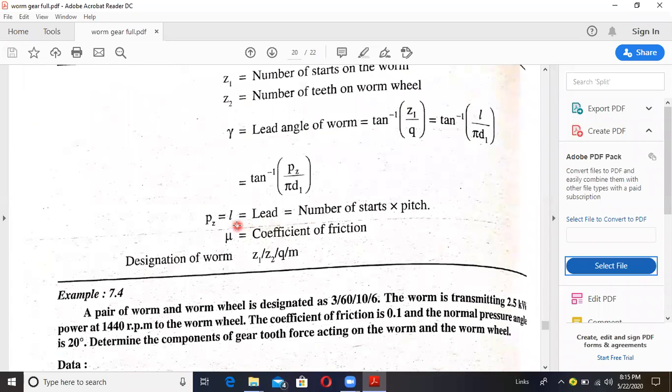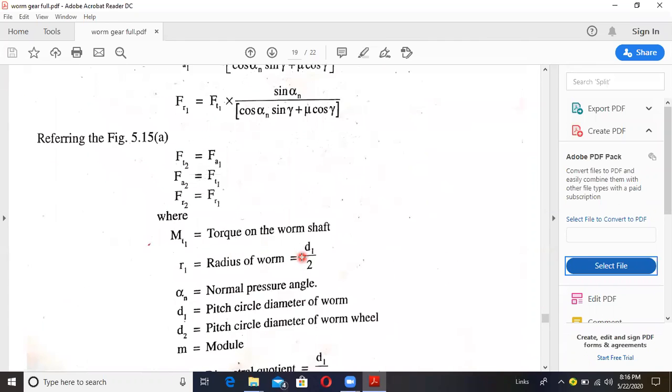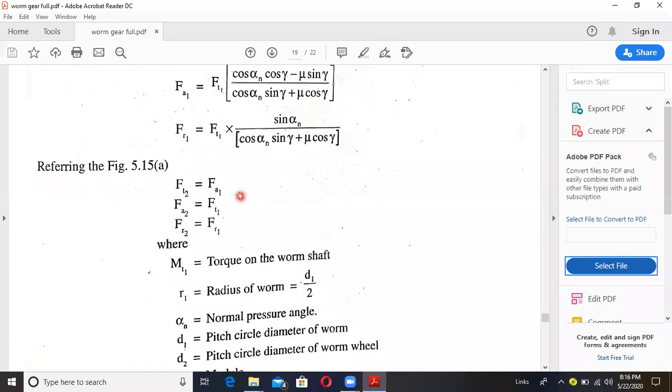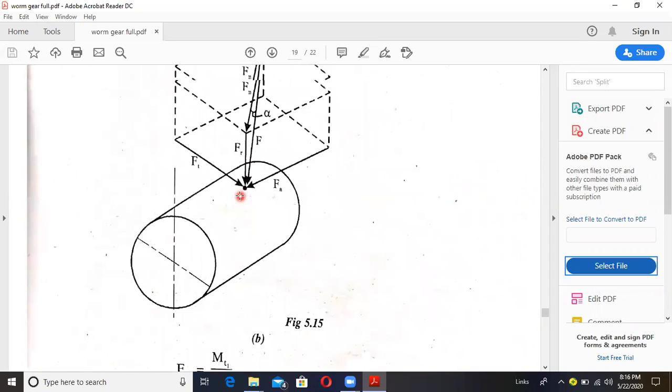Where Pz is equal to the lead, that is equal to the number of starts times the pitch, and mu is the coefficient of friction. The designation of the worm is always represented as: the first term is Z1, the second term is Z2, the third term is Q, and the fourth term is M, the module. So these are the notations and these are the formulas we are going to use to calculate the forces acting on both the worm and the worm wheel.